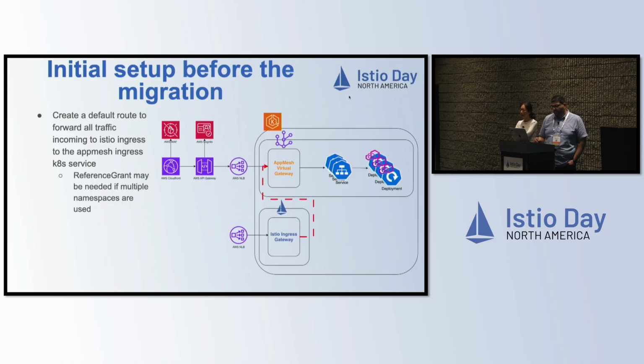This default route will actually forward all the traffic that is reaching the Istio Ingress gateway to the AppMesh virtual gateway service. And by doing that, we are trying just to put Istio at the beginning of the networking stack that we have to be able to gradually migrate the services one by one. It is also worth mentioning that we may need a reference grant, and this is to allow Istio Ingress to talk with another service that is located in another namespace.